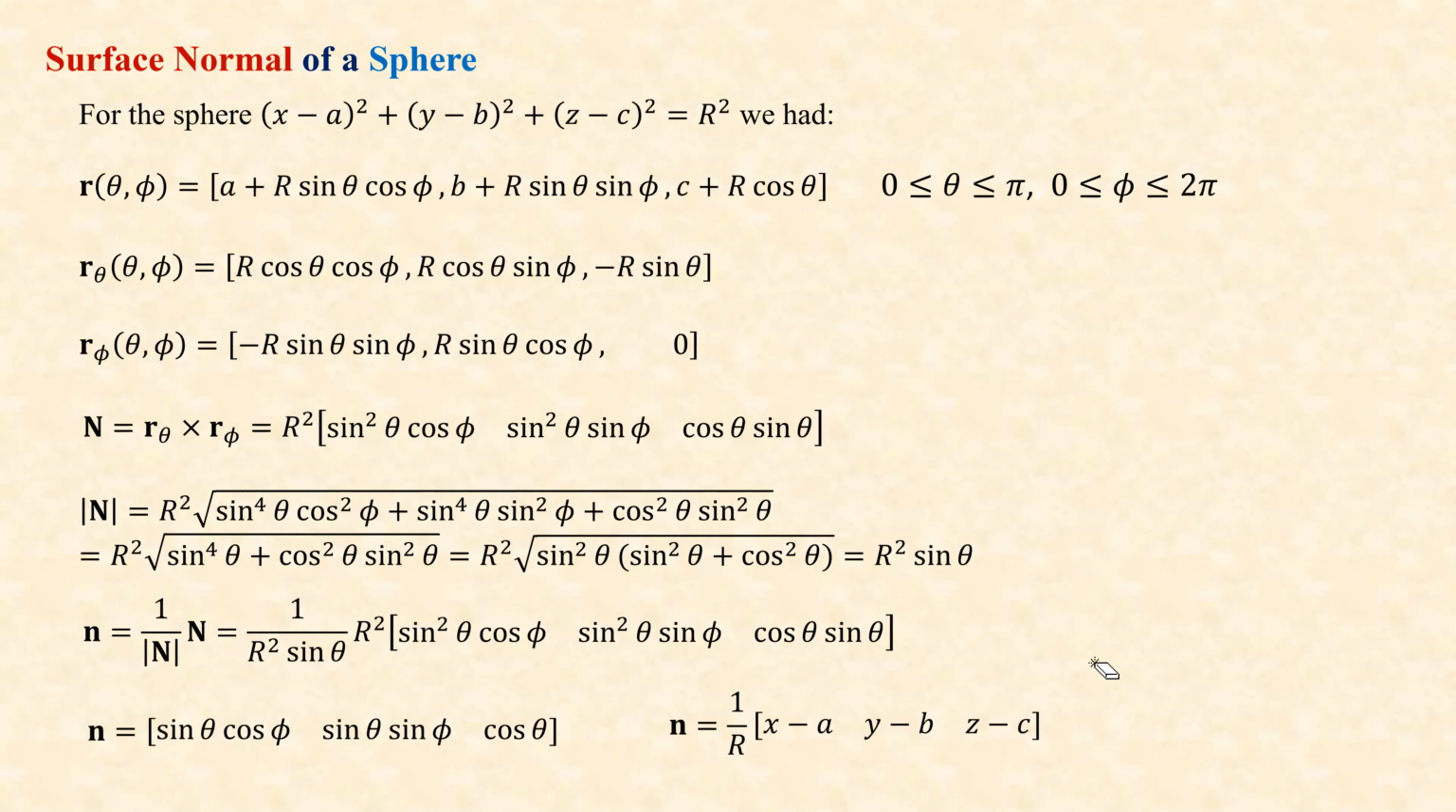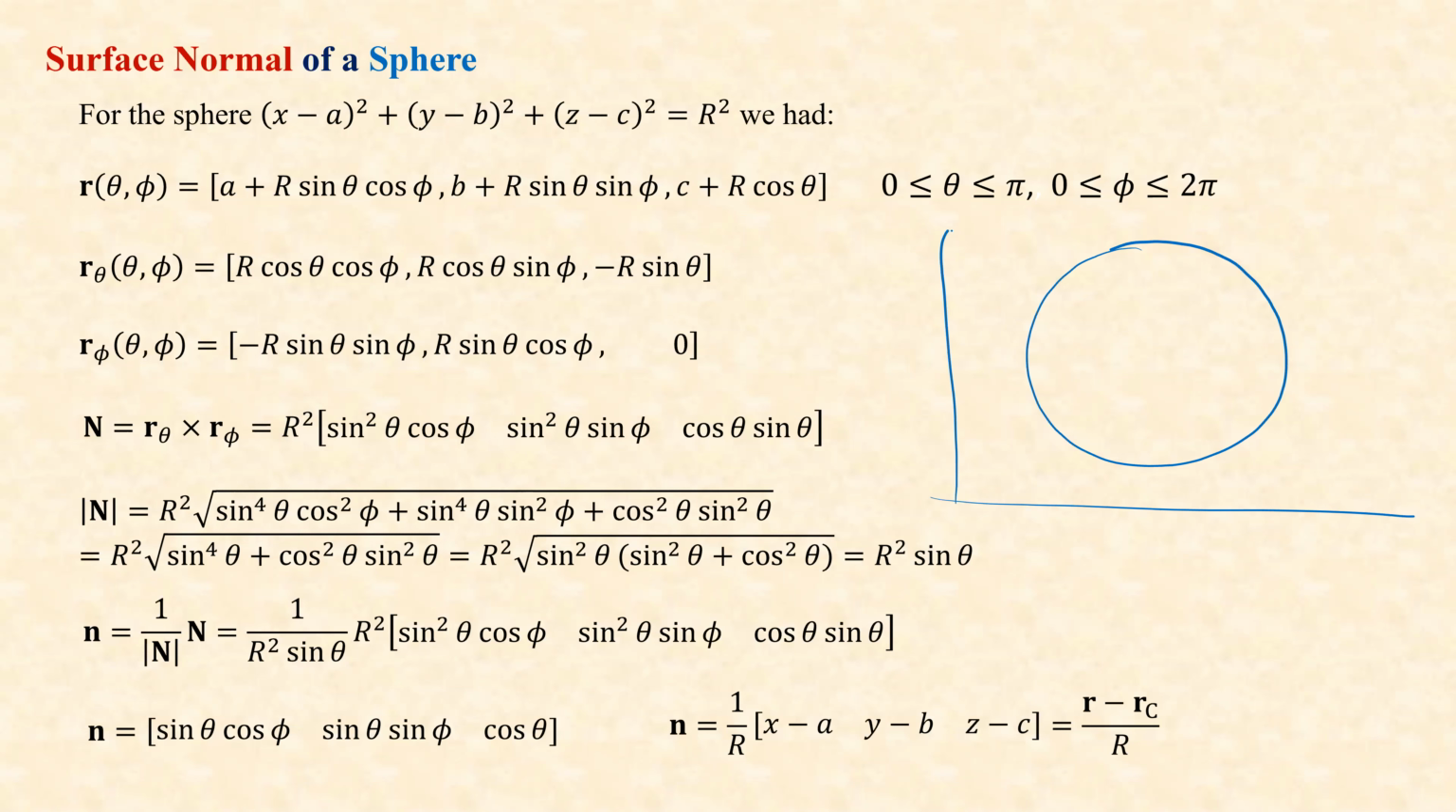Okay? But we want to make sense of this. What is that? This can be written as 1 over R times the position vector X, Y, Z minus the position vector of the center of the sphere. We can call it R minus R of the center, RC, okay? But what is this R minus RC? Let's say this is the sphere. Let me just show it in two dimensions. This is the center, this will be the RC. And let's say this is a point on the sphere. It has a position vector R.